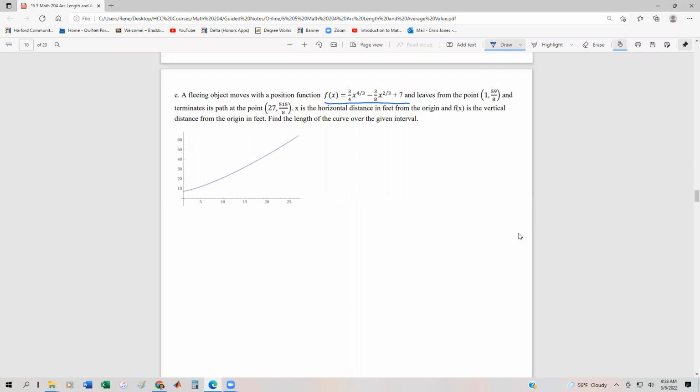All right, so basically, this is just a glorified example of an application for our arc length. Remembering that arc length is equal to the integral from a to b of the square root of 1 plus f prime of x squared dx. Now the limits of integration are 1 to 27, and the function is given right here. So let's find the derivative of that function.